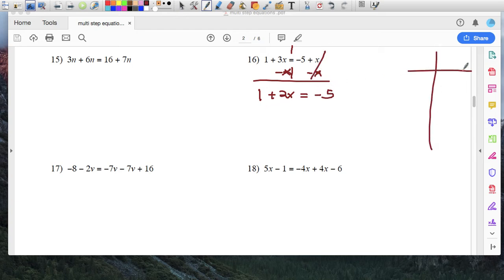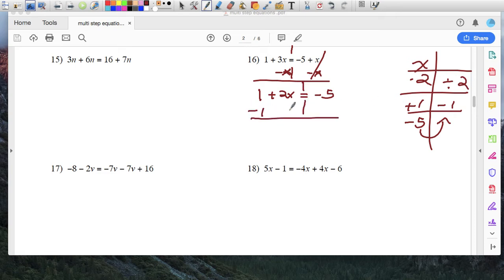Now I can make a story. I have a variable x, it's multiplied by 2, plus 1 gives me negative 5. And the inverse operations I will do is minus 1 on both sides, and then divide by 2 on both sides. So let's do that. First thing, minus 1, minus 1, these two go out, 2x comes down, negative 5 minus negative 1 is negative 6. Now I divide both sides by 2, and x equals negative 3, because a negative divided by positive is a negative.